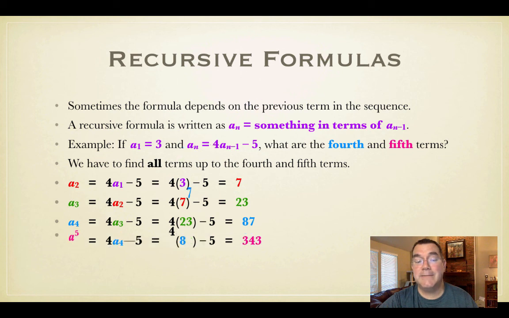And then lastly, the fifth term is going to be 4 times the fourth term minus 5. That's 4 times 87 minus 5, and that is 343. So you see how it's a little trickier when you're using recursive formulas. There is a way to find the formula more explicitly, but that gets into calculus and number theory, and it's more of a senior year type of thing. But you will get there eventually.